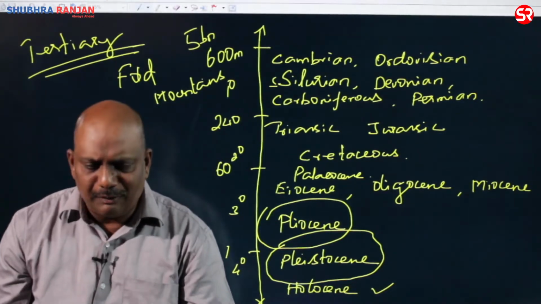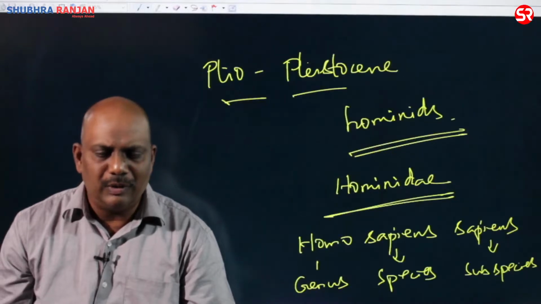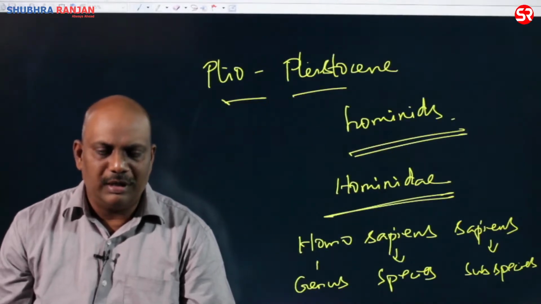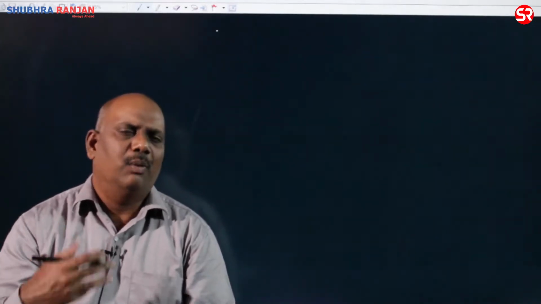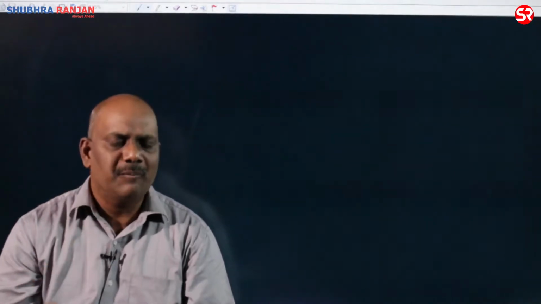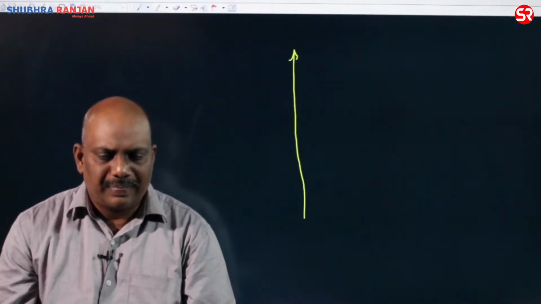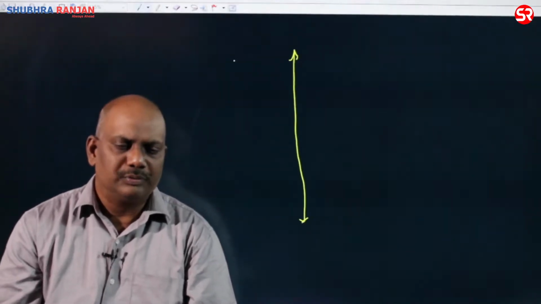And there are a few important things which I need to tell you about the Quaternary period. I told you the Quaternary period roughly starts some 1 million years ago. You say 1.5, 1.4, whatever it may be. Roughly, this Quaternary period is divided into two.